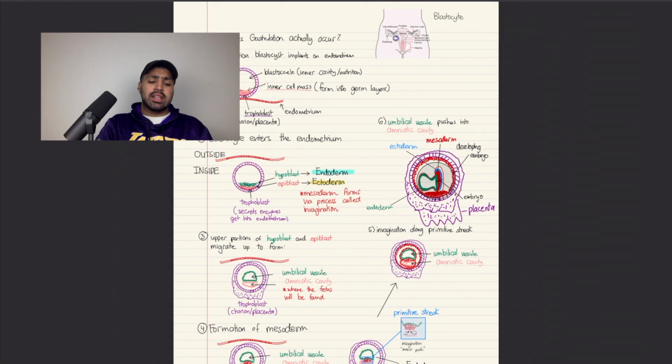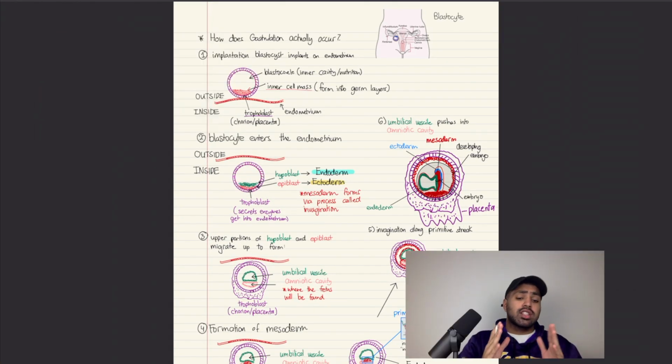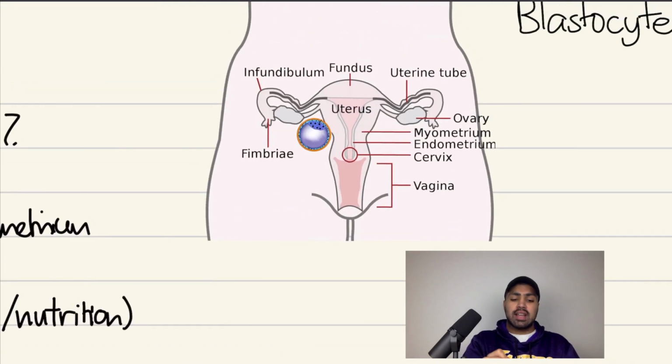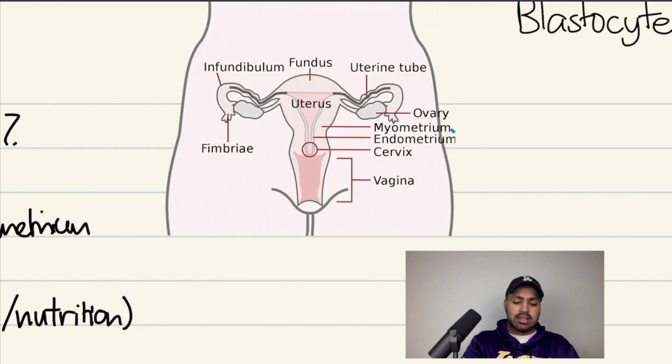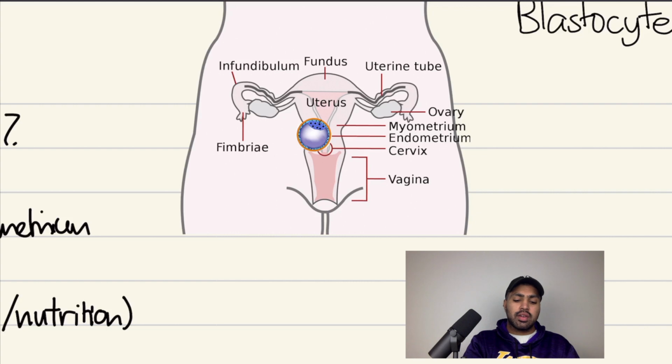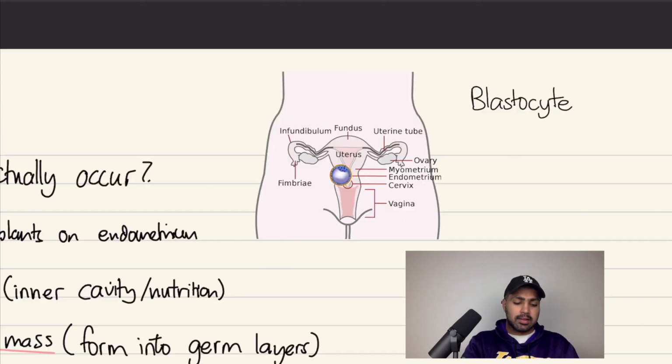Now the next question is, how exactly does gastrulation occur? Let's go back to the first processes and boil down how this works. So remember we talked about the blastocyst. The blastocyst right over here is attaching itself to the endometrium. This is the first step of how gastrulation occurs. And at the moment we have a blastocyst.